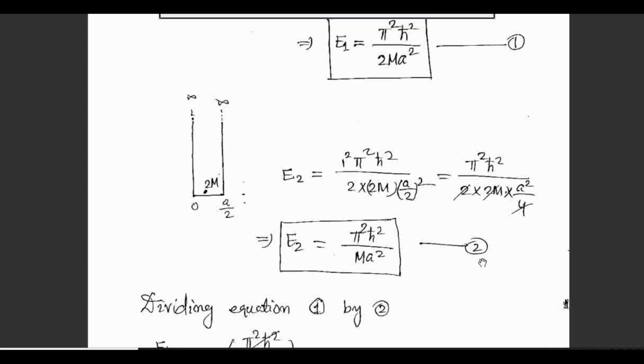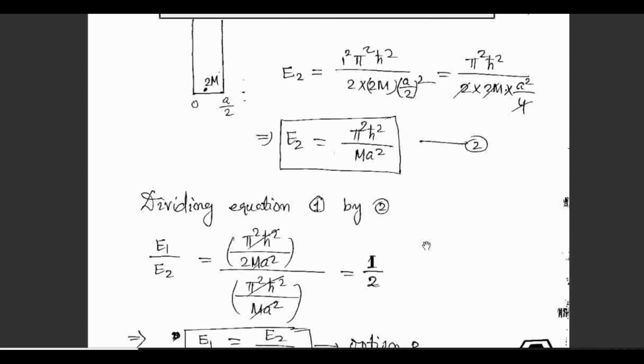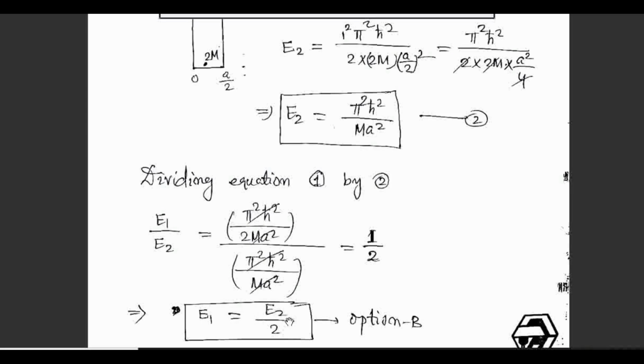This is equation 2 and equation 1. What you have to do now? Dividing equation 1 by equation 2, after solving you will get 1 by 2. That means E1 is equal to E2 by 2. So option B is the correct one.